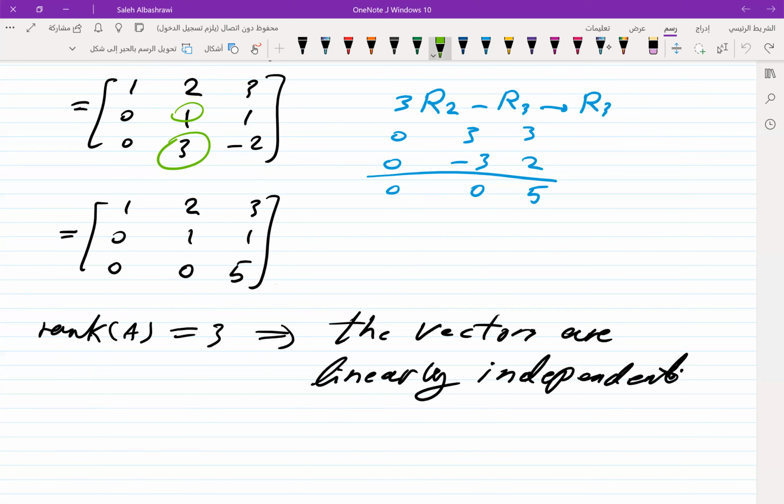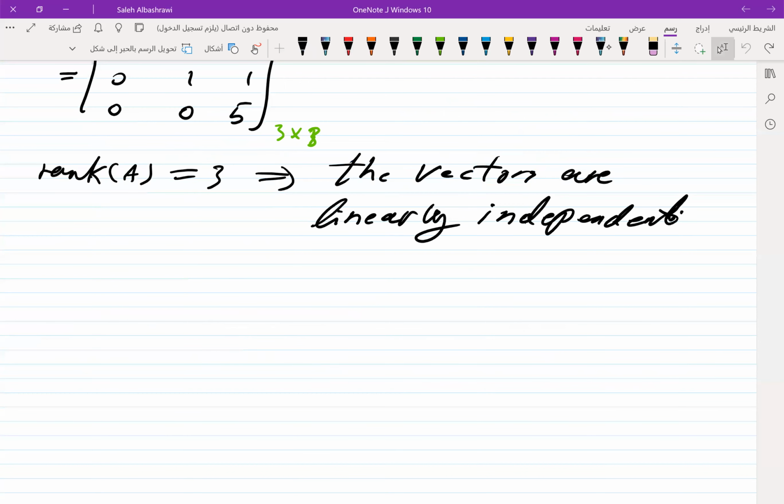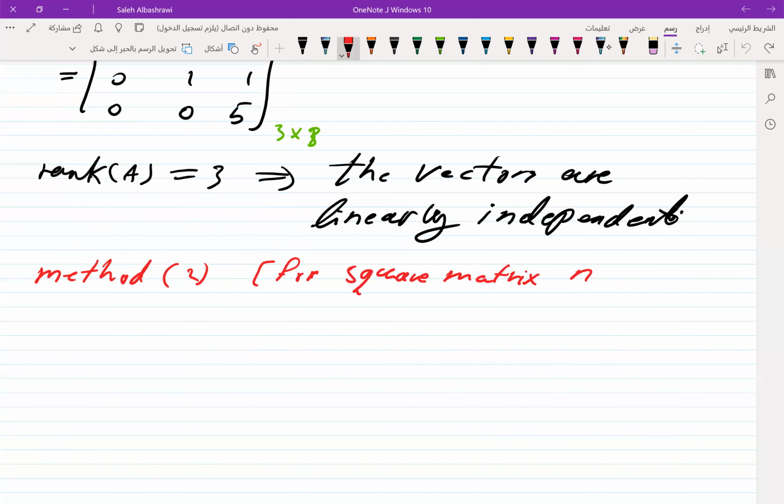From the beginning, this is 3 by 3. For a square matrix, n by n, if the rank of the matrix A equal to n, then these vectors will be linearly independent. Second method, method number 2. This is for square matrix. Square matrix means number of rows equal to the number of columns.